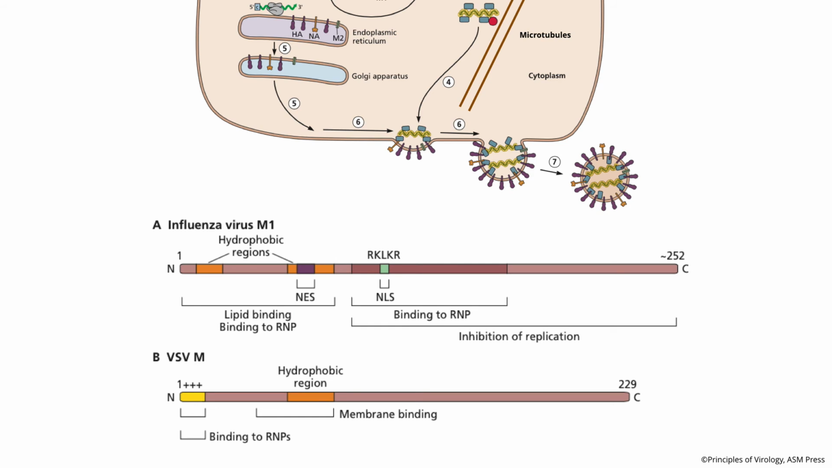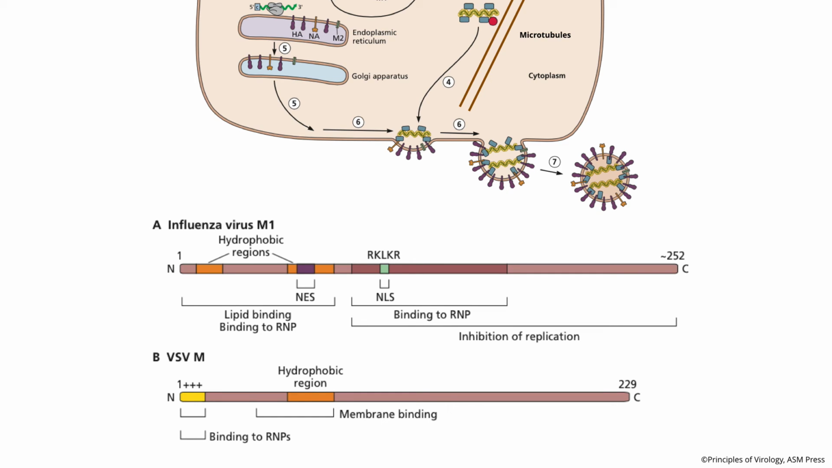Let's take a look at the M1 protein of influenza virus, because it turns out it's the M1 protein that allows the ribonucleoprotein, the RNA, plus other proteins, including the polymerase, to get up to the plasma membrane and stick there. This is a line diagram of the M1 protein, and you can see interesting regions. For example, on the left, hydrophobic regions. That's what you need to bind to lipids.